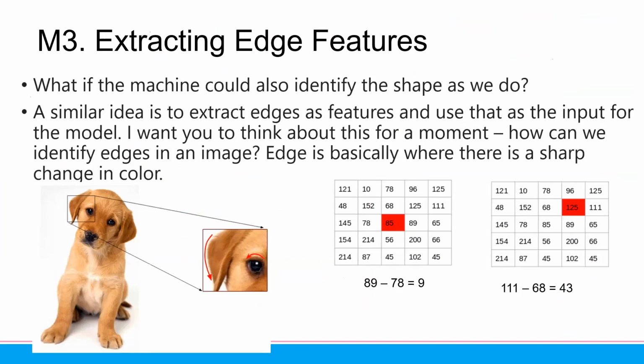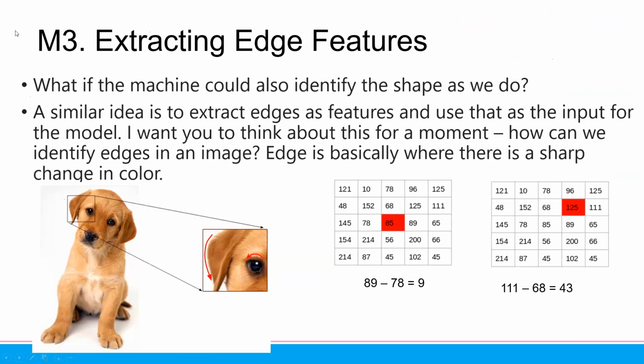Or we can do it with the edge features. We can extract the edge features. What if the machine could also identify the shape as we do? When I ask you, what is this image? We know clearly that it is a puppy, a dog. But how does the machine, how does the computer know that this is a puppy? We know that, okay, this head, this shape is a puppy.